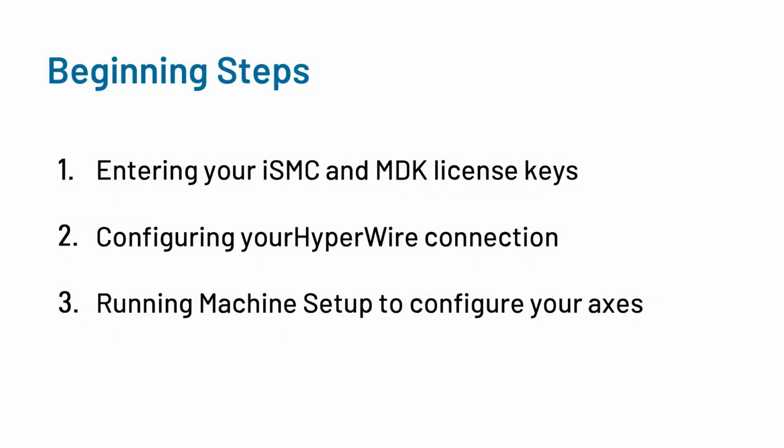Configuring Automation 1 for your PC involves a few quick things. 1. Entering the ISMC and MDK license keys, configuring your hyperwire connection, and then finally running machine setup to configure your axes. To get you started, we'll briefly go through each one of these.